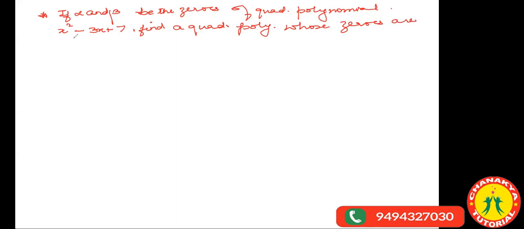Okay. Now the next question is: if alpha and beta be the zeros of the quadratic polynomial x square minus 3x plus 7, then find a quadratic polynomial whose zeros are 1 upon alpha and 1 upon beta.